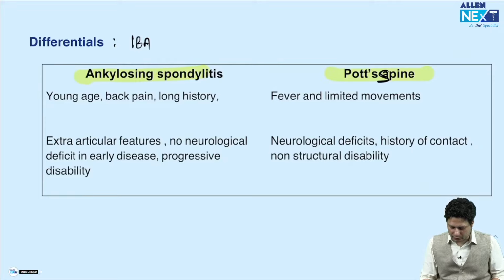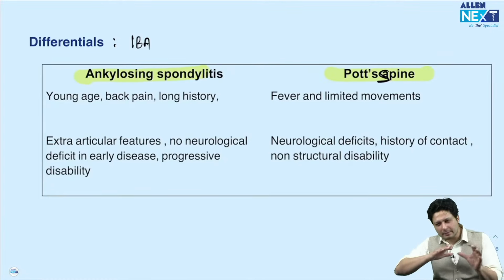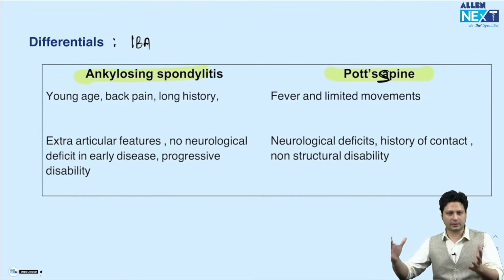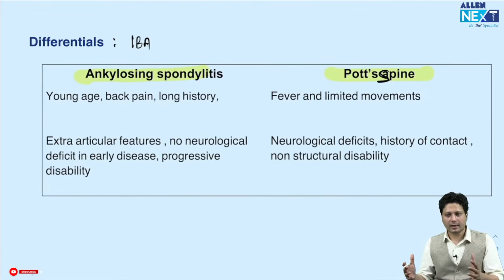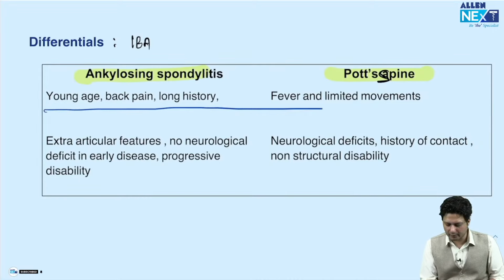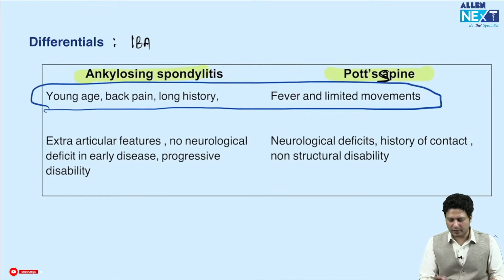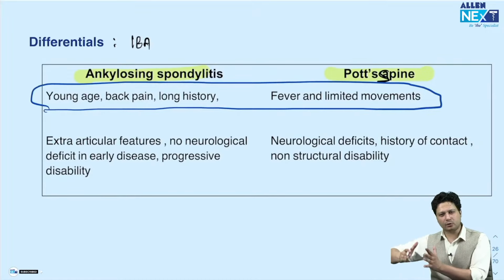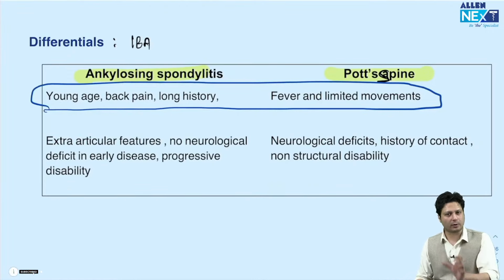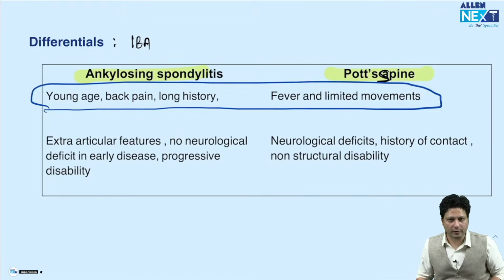You see, both of these are going to present with similar clinical features like young age, low backache, and a long history. All right. There will be limitation of movements also, some extent of disability also. So young age, back pain, long history, everything will remain common. All right. Fever and the limited movements. Fever is a feature more inclined towards Pott's spine, but even in patients suffering from ankylosing spondylitis, you can have episodes of fever.